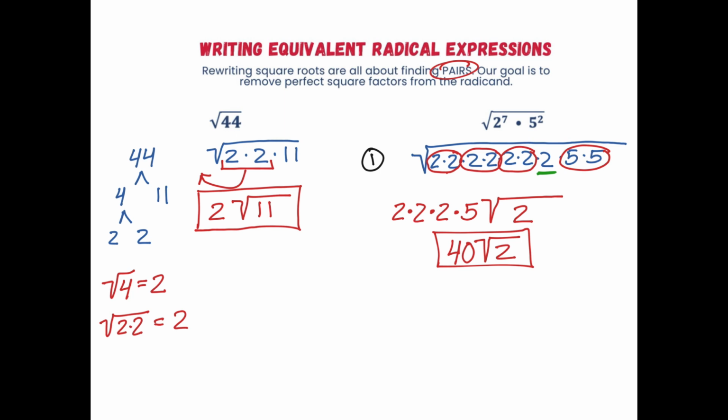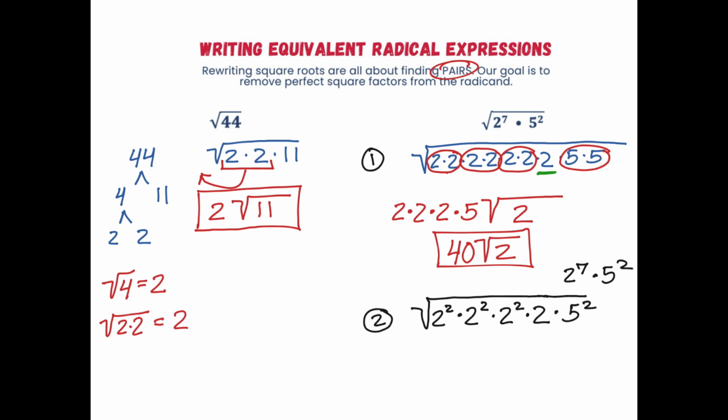Now, the other option, and this is the one I recommend once we're more comfortable with this skill, is to recognize that we're looking for perfect squares, right? So if I have 2 to the 7th and 5 squared. Well, 2 to the 7th is 2 squared times 2 squared times 2 squared times 2, because remember, if we have the same base, we're adding the exponents: 2, 4, 6, and then one more is 2 to the 7th power, and then 5 squared. Now I can see still exactly how many pairs we have. 2 squared is 4, so we move it out. 2 squared is 4, move it out. Another perfect square pair, but with exponents, and a third one. So we would still end up with 40 square root 2.